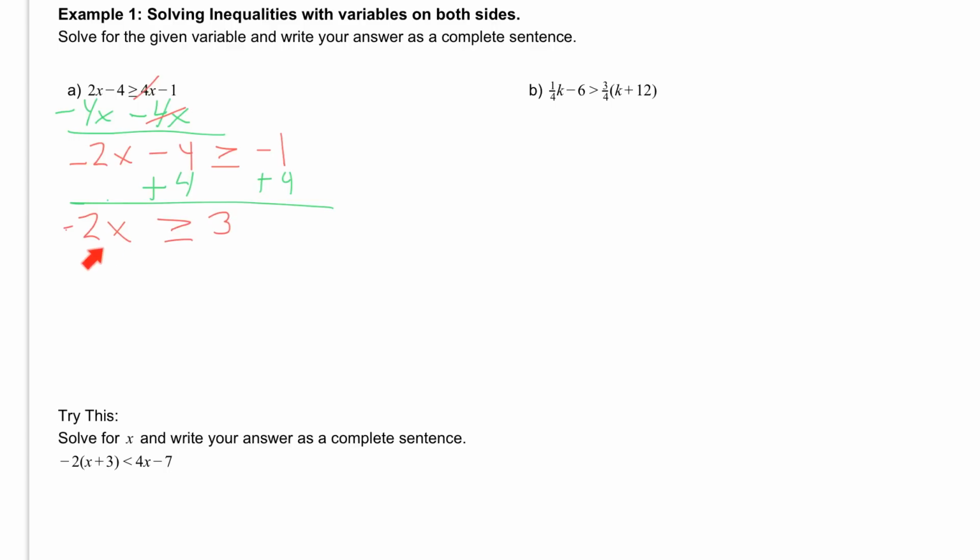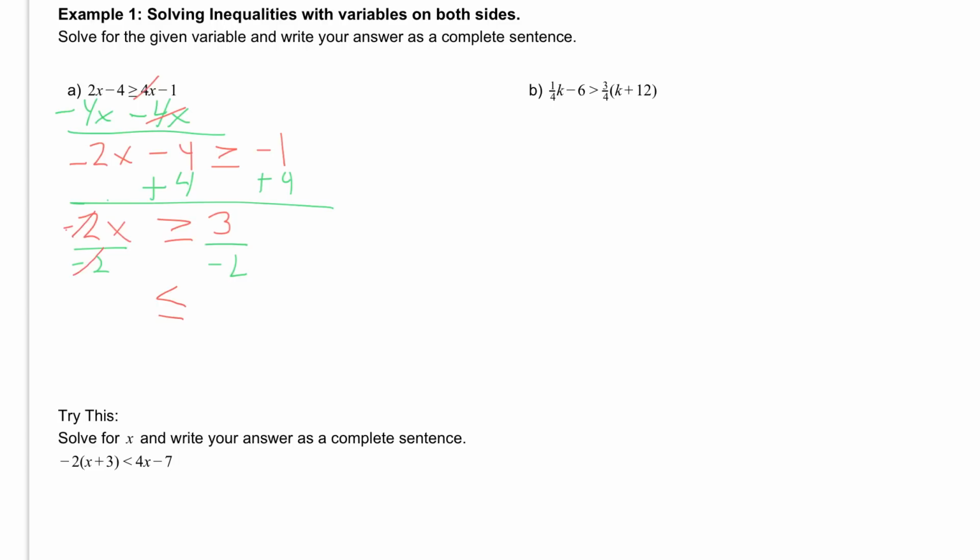My last step here, since I'm multiplying by negative 2, would be to divide by negative 2. So I'm going to divide the left by negative 2 and the right-hand side by negative 2. And then I have to remember my rule that we learned in Chapter 2, that if we divide both sides by a negative, we have to switch our inequality sign. So that inequality sign has to go from a greater than or equal to a less than or equal to.